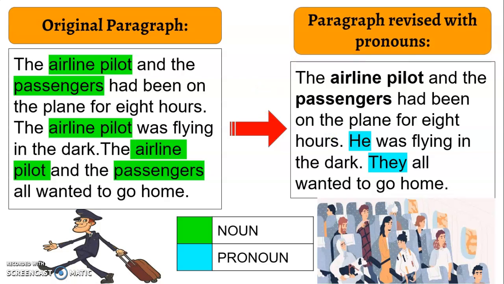Take a look. The airline pilot and the passengers had been on the plane for 8 hours. He was flying in the dark. They all wanted to go home. He is a subject pronoun that replaces airline pilot, and they is a subject pronoun that replaces both the airline pilot and passengers for plural.